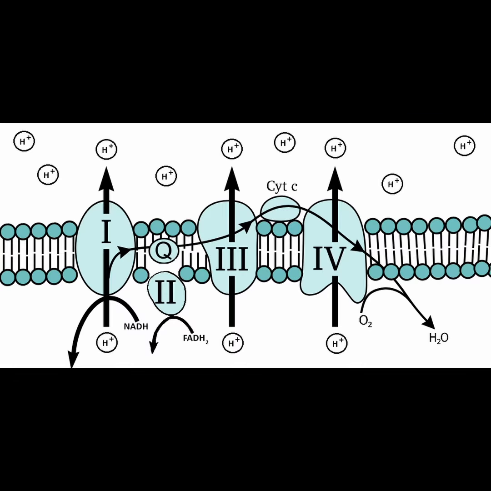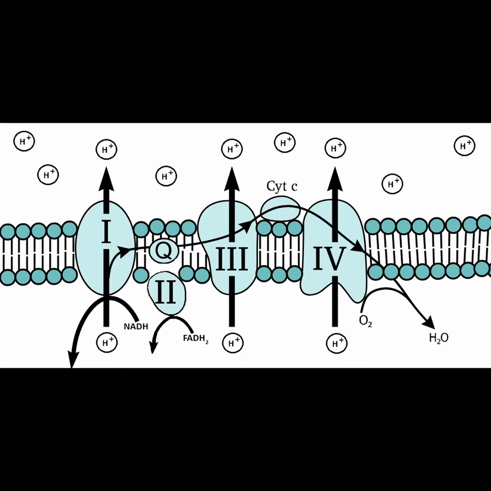The electron transport process begins at complex 1. NADH is delivered to the complex where an electron moves from NADH into the complex. Energy is released, which is used by the complex to pump protons from the mitochondrial matrix through the membrane and into the intermembrane space. This results in what we call an electrochemical gradient across the inner membrane.